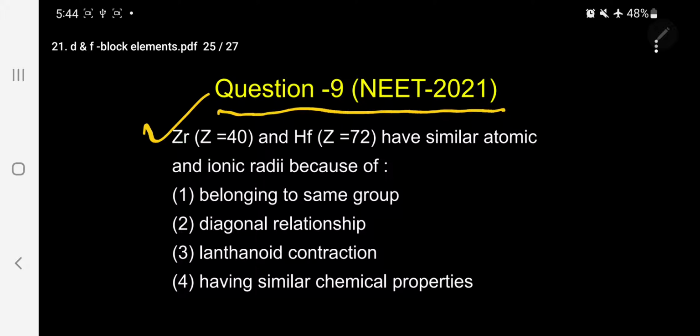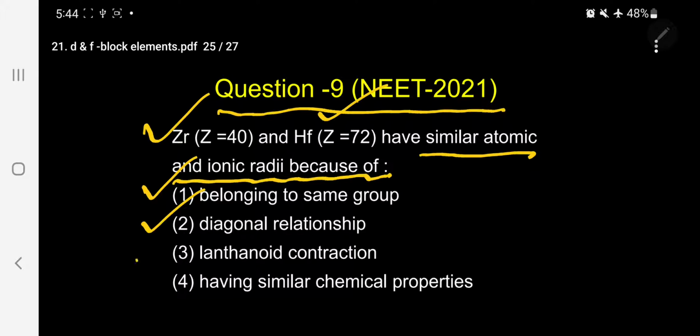Zirconium is Z equal to 40, and hafnium is Z equal to the atomic number 72. They have similar atomic and ionic radii because of, kindly see the options: 1. Belonging to the same group, 2. Diagonal relationship, 3. Lanthanoid contraction, 4. Having similar chemical properties.